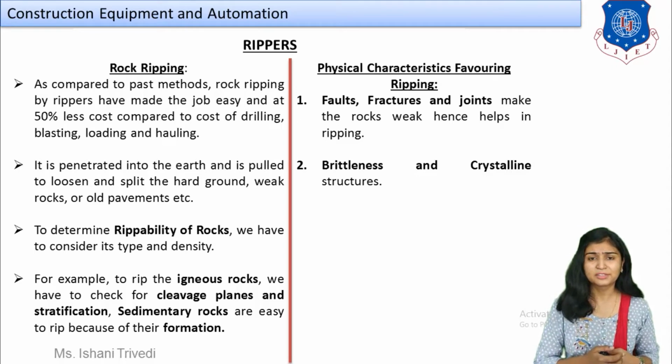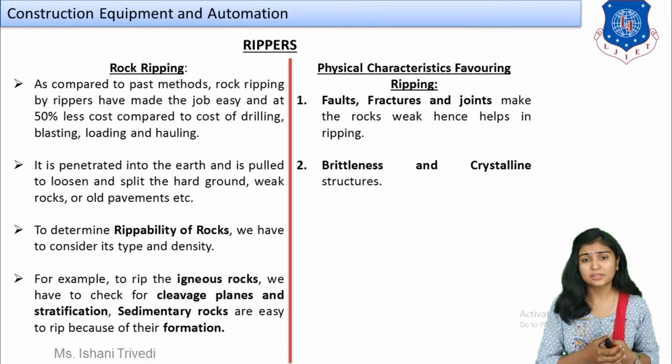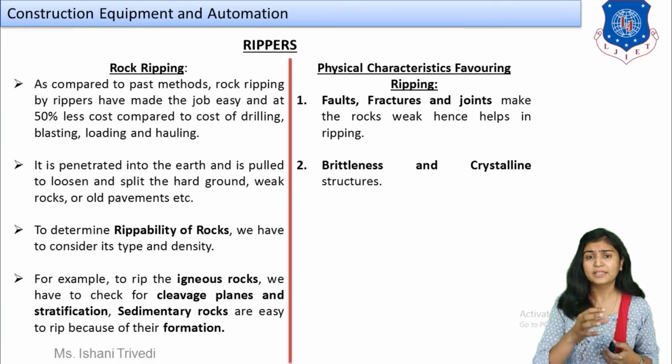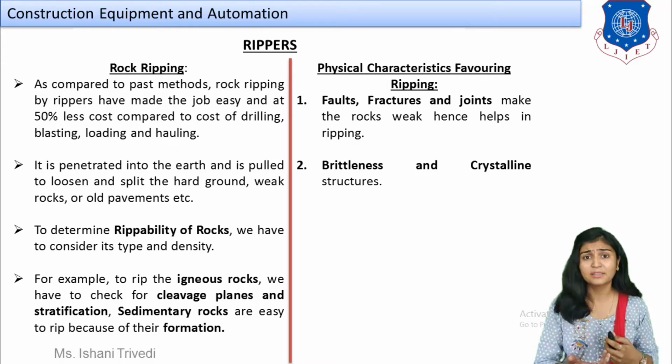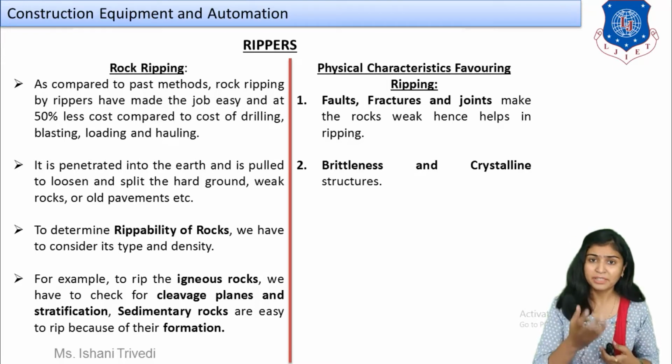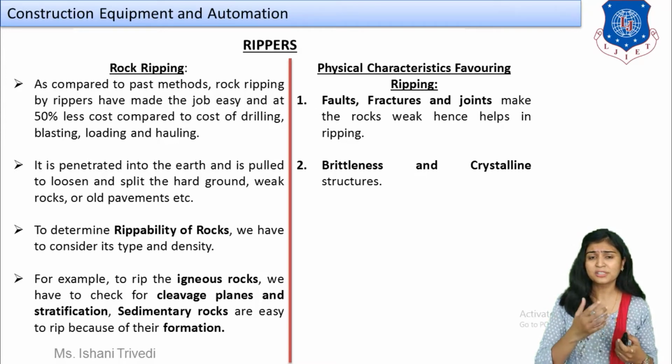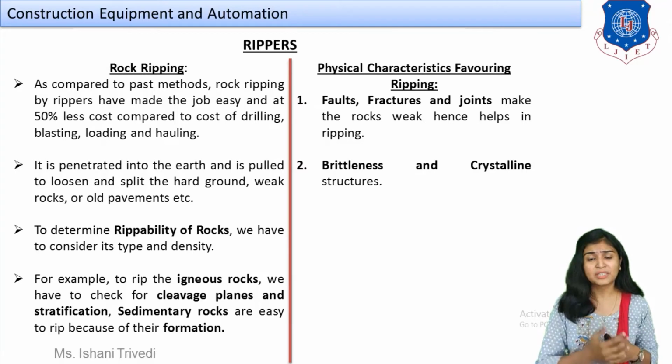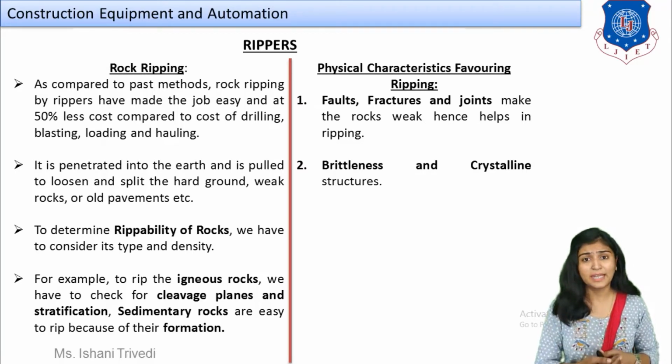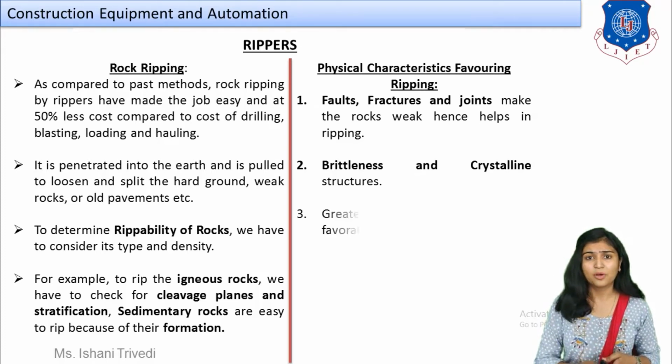Next, brittleness and crystalline structure. If you have a crystalline structure, like a diamond, then it is brittle from inside and you can break it off easily. Not exactly diamonds, but any other crystal or quartz can be the example here. Where it is a crystalline form with a brittle structure, brittle means it can break off easily. Also you can say limestone and sandstone, which are examples of sedimentary rocks, so you can break them off easily.